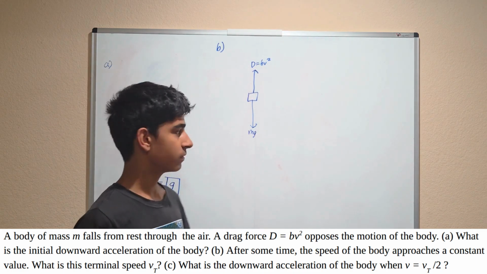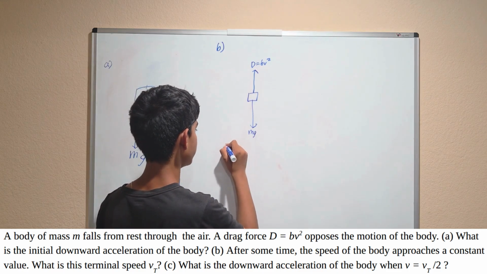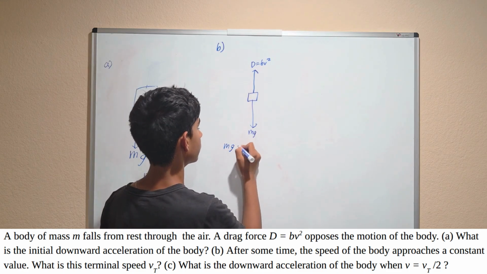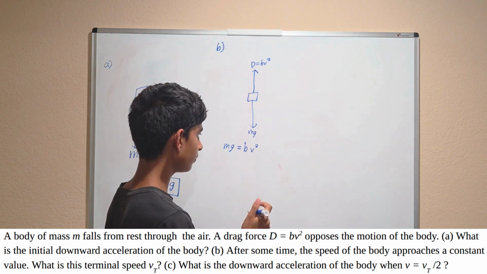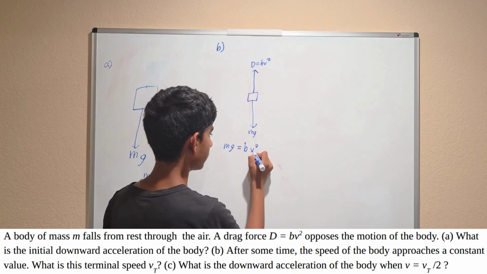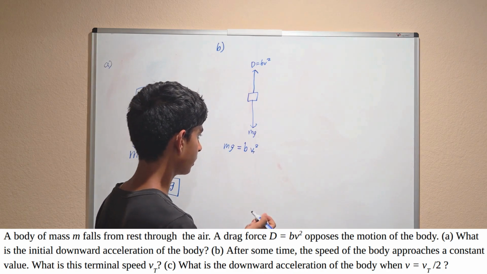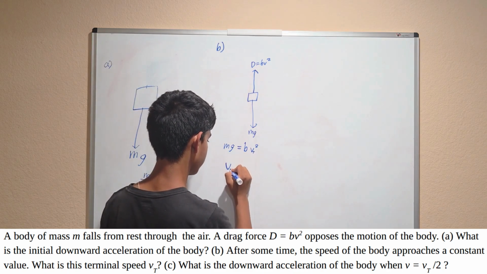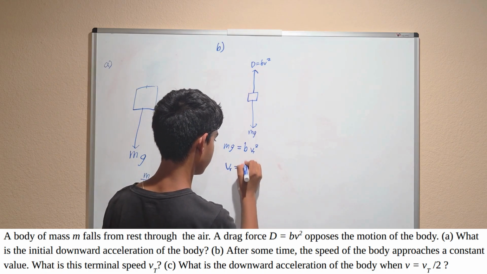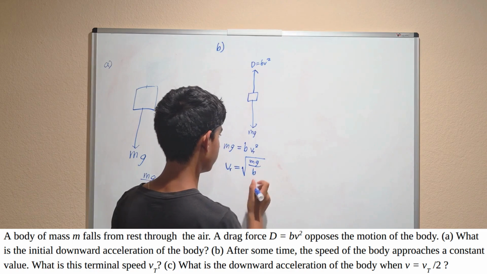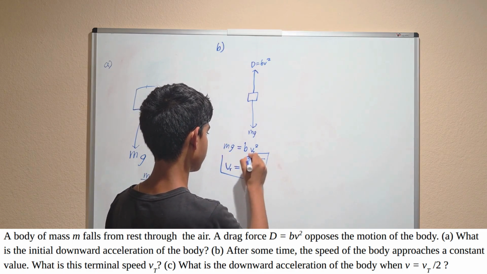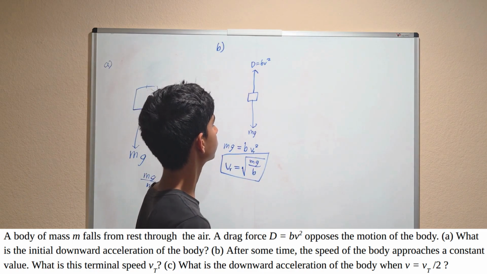For there to be a net force of 0, these two have to be equal to each other. mg has to be equal to bv squared. In this case, this would actually be the terminal velocity. So all we do is solve for the terminal velocity, which is the square root of mg over b. So this is the terminal velocity.